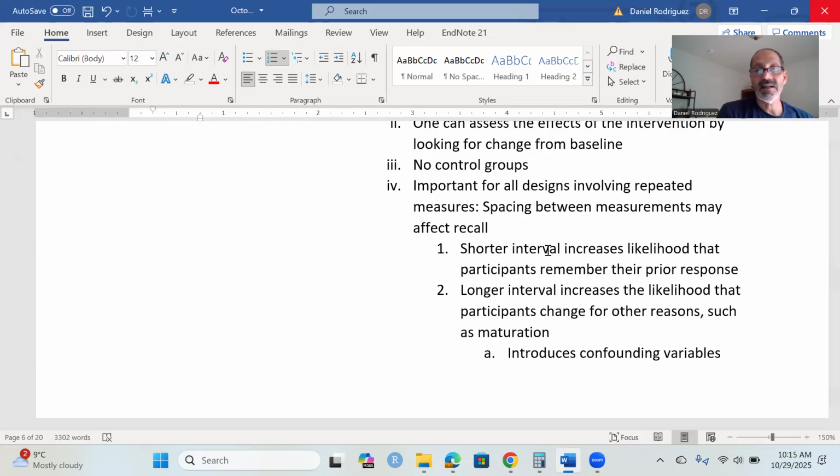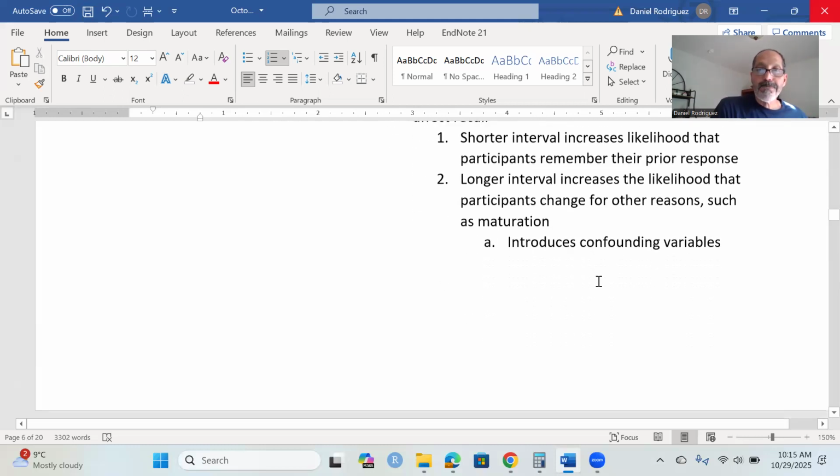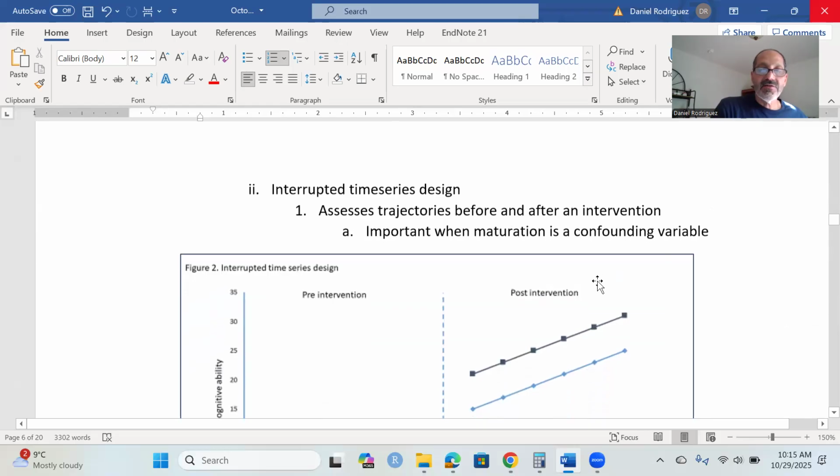Important for all designs involving repeated measures. This is actually something that needs to be discussed whenever you have a repeated measure: the spacing. This also comes with crossover designs, something I'll mention later. Spacing between measurements has to be taken into account because otherwise that can influence recall. If there's too short a spacing between pre and post-test, you might recall what you did in the pre-test and that can influence your post-test. If the spacing is too far, you might have change that's not related to the treatment. So that introduces a confounding variable.